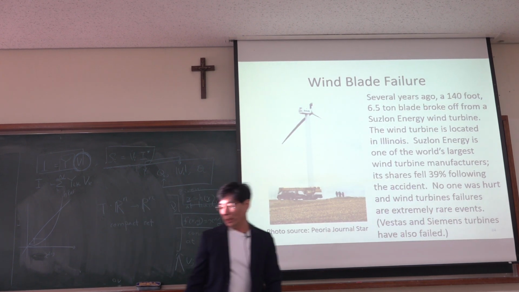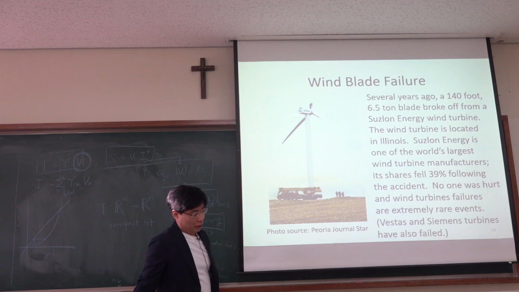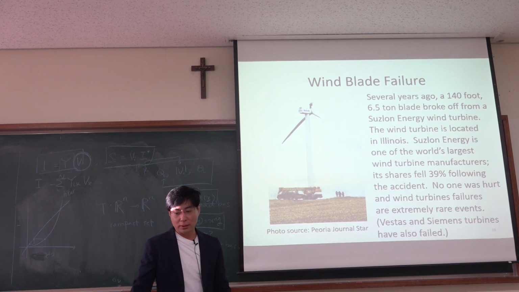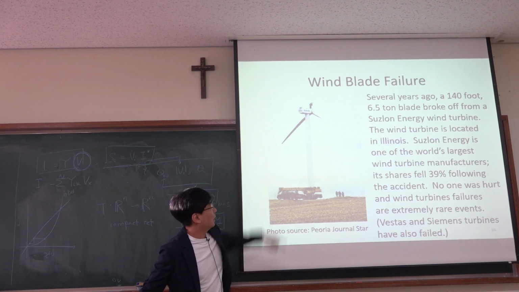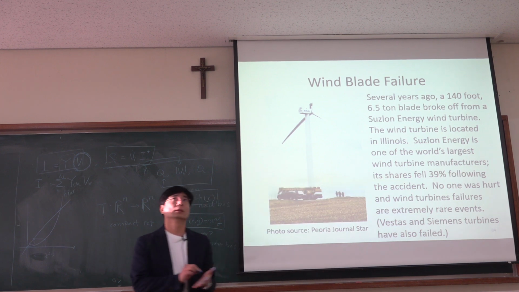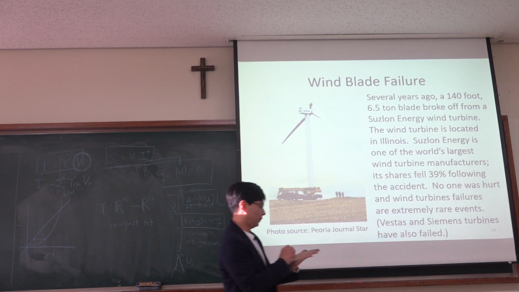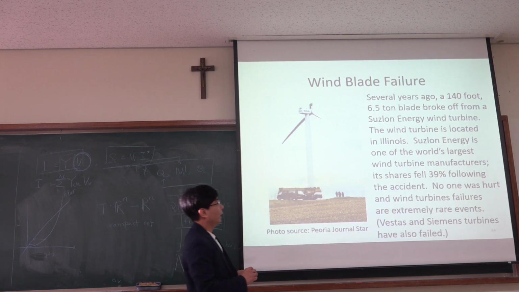There are some more interesting slides. I think the author of the textbook put these slides so that the students must study hard. Otherwise, this kind of thing can happen. This is the failure of a wind blade. The height of this wind turbine is 140 feet, that is 42 meters high, and one of the blades is broken.